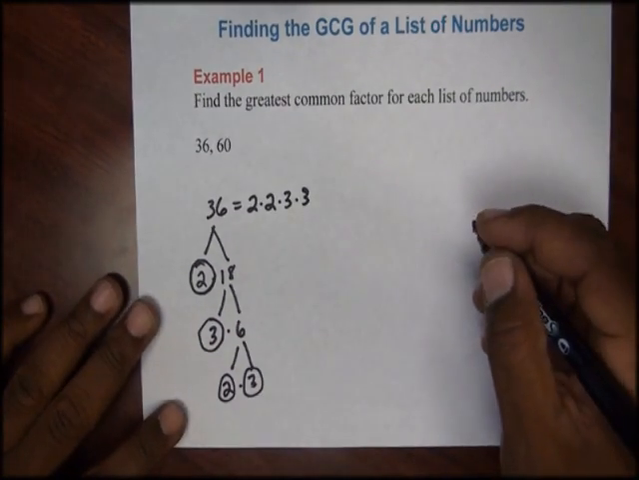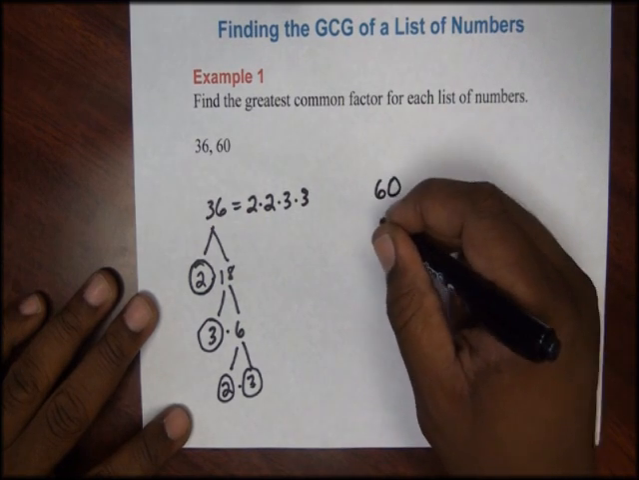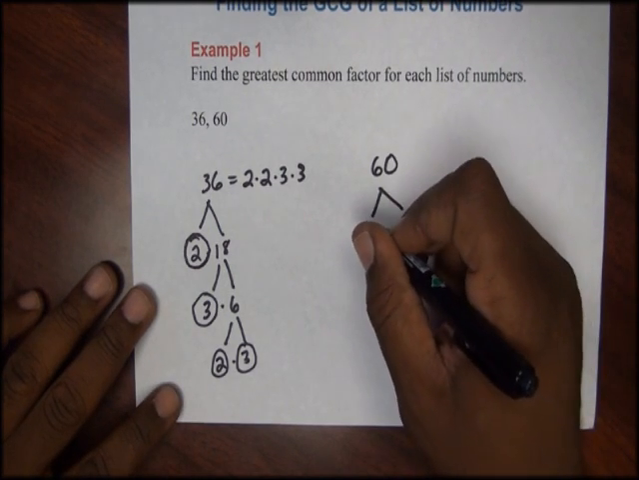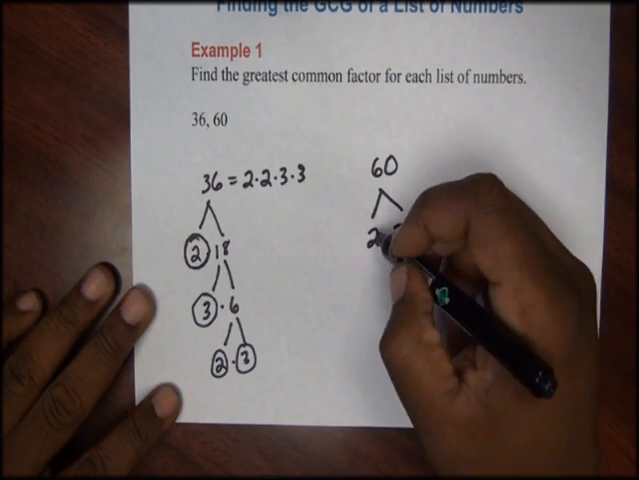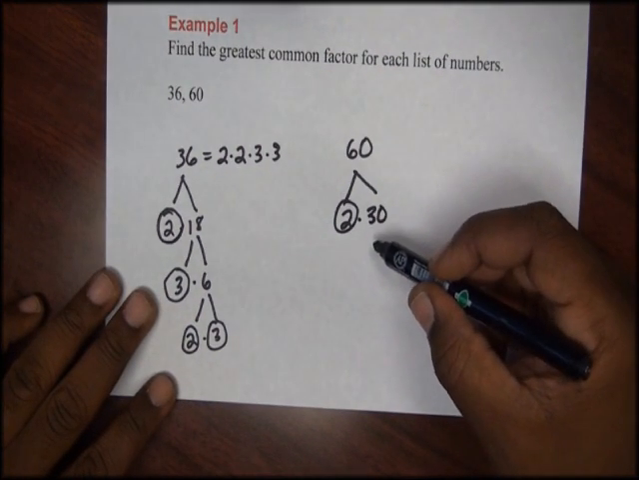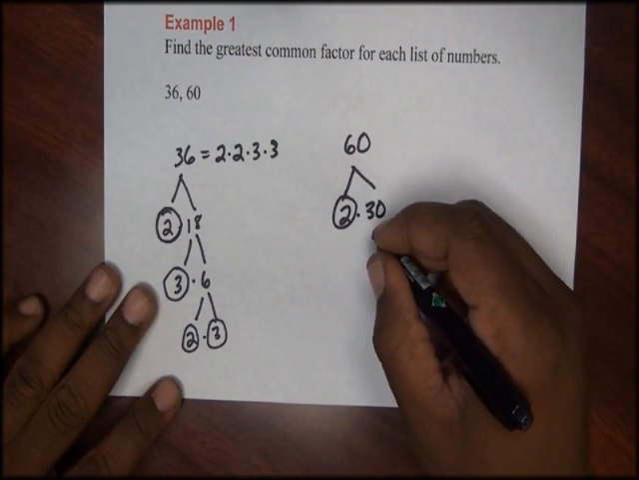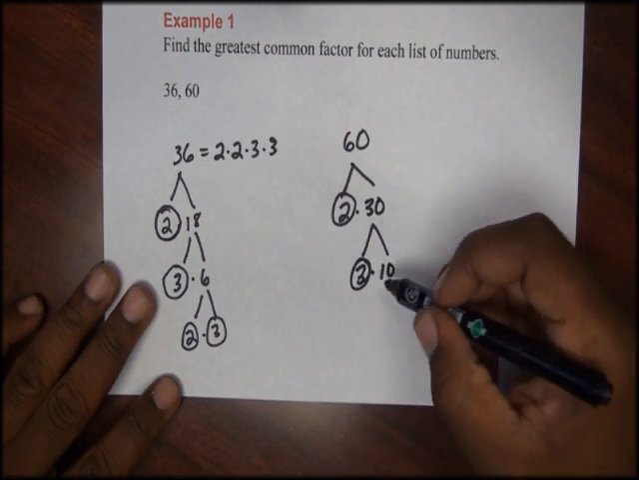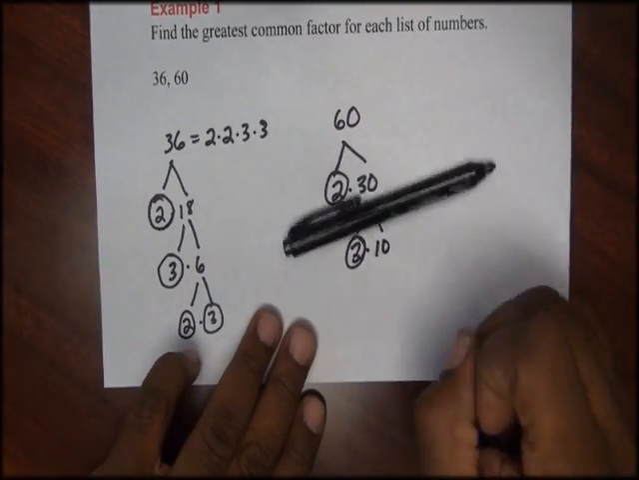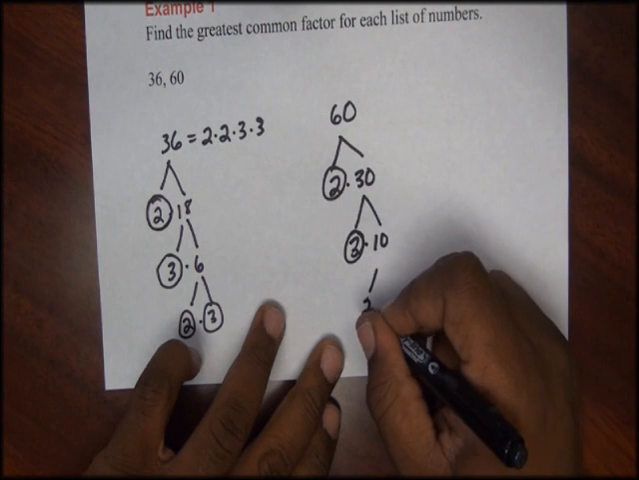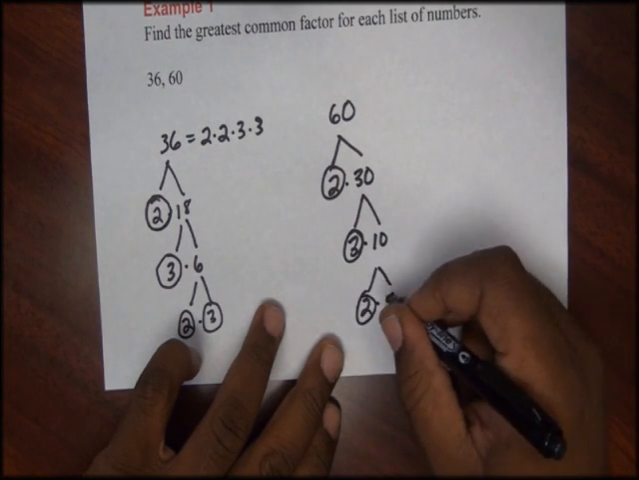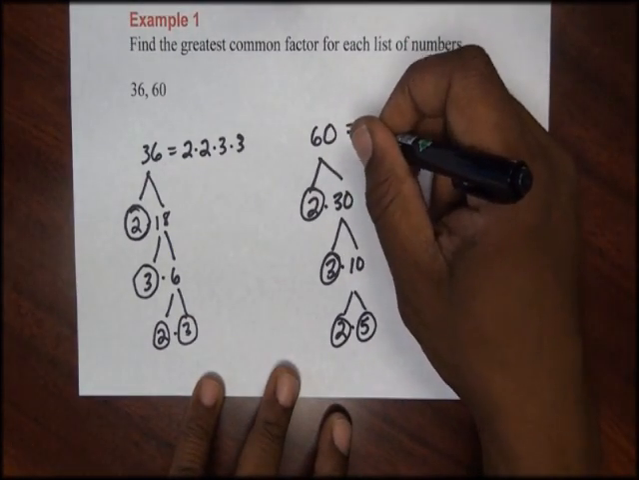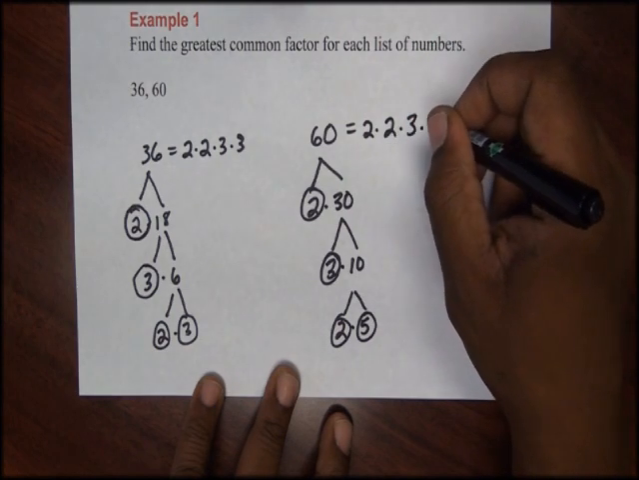Next, we'll write the prime factorization for 60. Once again, I'll use a factor tree. We can express 60 as 2 times 30. 2 is prime, so I'll circle the 2. We can express 30 as 3 times 10. The 3 is prime, so I'll circle 3. And we can express 10 as 2 times 5, which are both prime. Therefore, the prime factorization for 60 is 2 times 2 times 3 times 5.